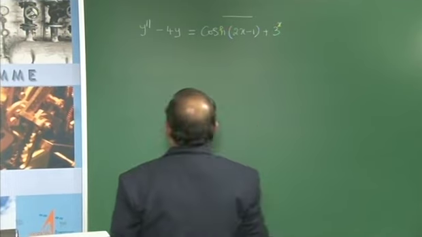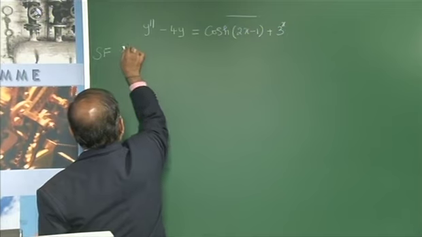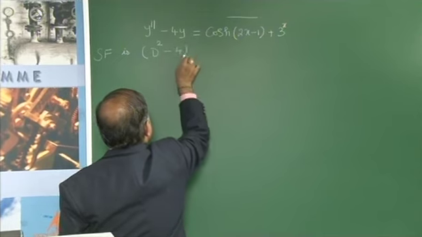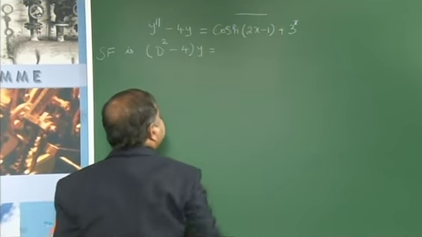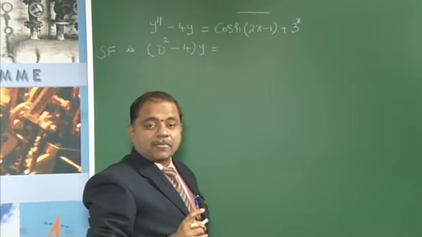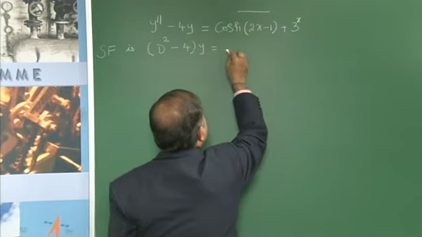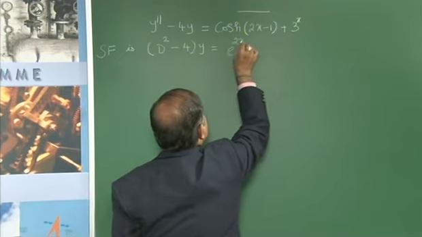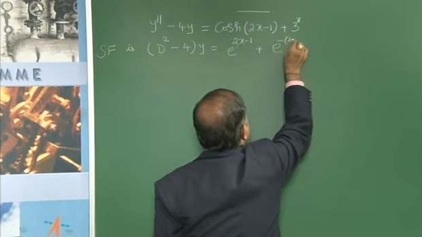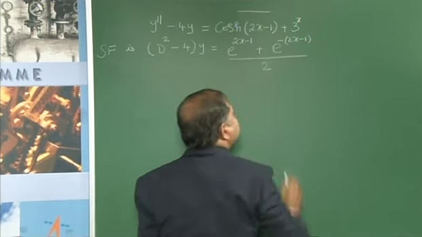See the first, the simplifications. The standard form is D square minus 4 into y. Cos hyperbolic is e power ax plus e power minus ax by 2. So, e power 2x minus 1 plus e power minus of 2x minus 1, totally divided by 2.